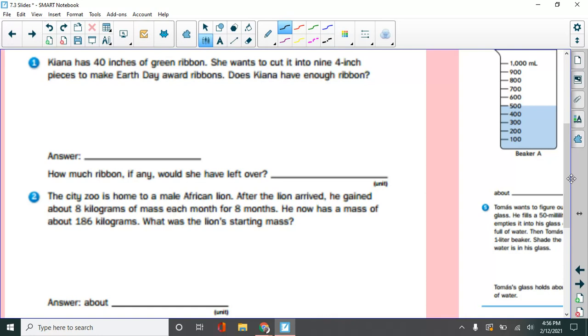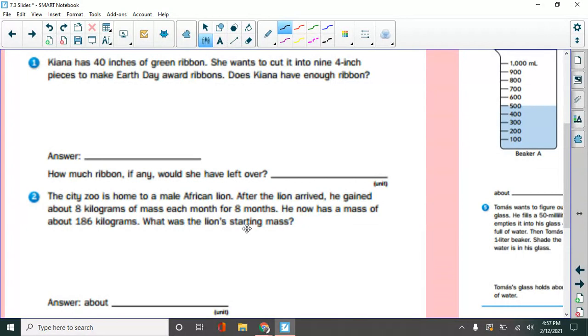Did you vote for number 2? I hope so. Number 2, the city zoo is home to a male African lion. After the lion arrived, he gained about 8 kilograms of mass each month for 8 months. He now has a mass of about 186 kilograms. What was the lion's starting mass? Whoa. All right, so what do we know here?